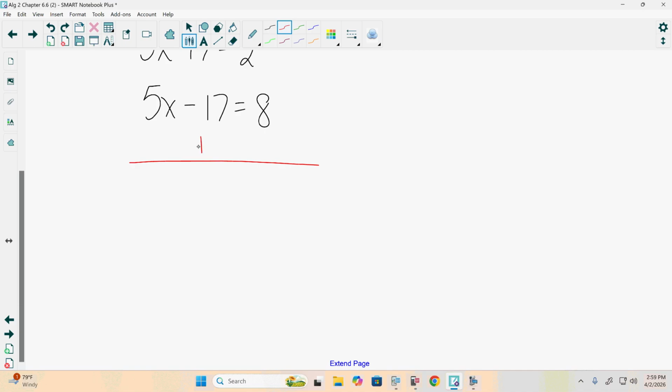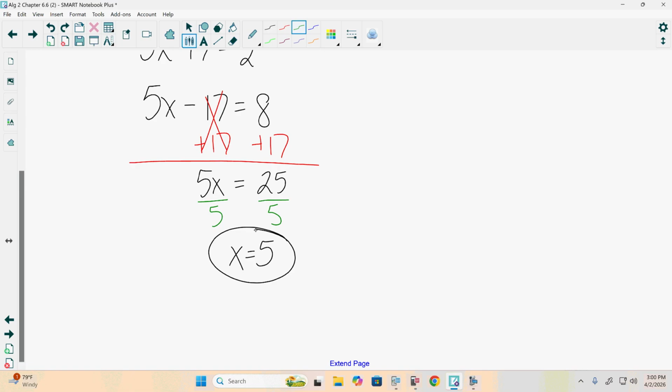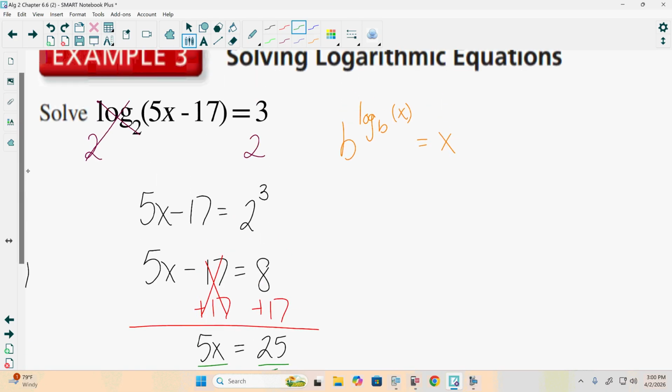So the first thing we would do is, now for most of the problems that we'll do with this one here and in this assignment, we don't necessarily have to check our solutions, but any value of x that we get, for it to work, cannot make 5x minus 17 be negative or 0. The whole expression cannot be negative or 0.